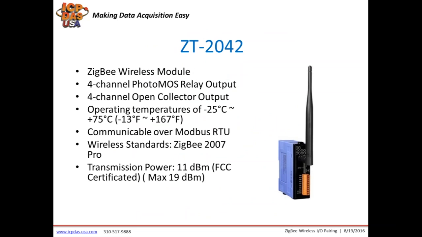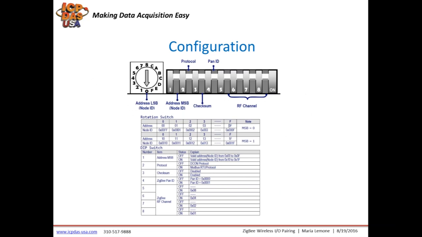Zigbee modules can be easily configured using the dip switch and rotary switch as shown. Each individual Zigbee I/O module or slave device must have its own unique node ID. This is set by the rotary switch and the very first dip switch, which signifies the most significant bit. The protocol is selected using the second dip switch, either DCON protocol or Modbus RTU protocol, a checksum setting, and a PAN ID and RF channel. All Zigbee modules must be on the same RF channel to communicate to each other. You can also have multiple Zigbee networks with different channels.